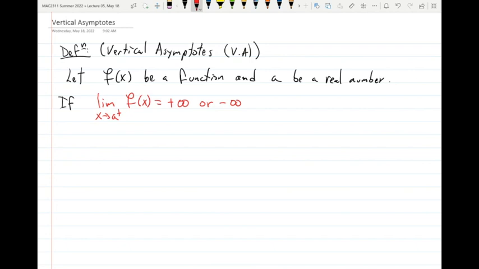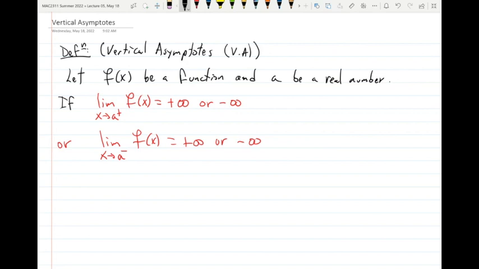Okay, so just one type of infinity. Typically, I would just write plus or minus, but I'm writing like this so you see more explicitly. So if the limit from the right is one type of infinity, or perhaps the limit from the left is one type of infinity, okay, it doesn't have to be both. Only having one limit behaving like this is enough. So if this happens, then we will say that the line x equals a is called a vertical asymptote.